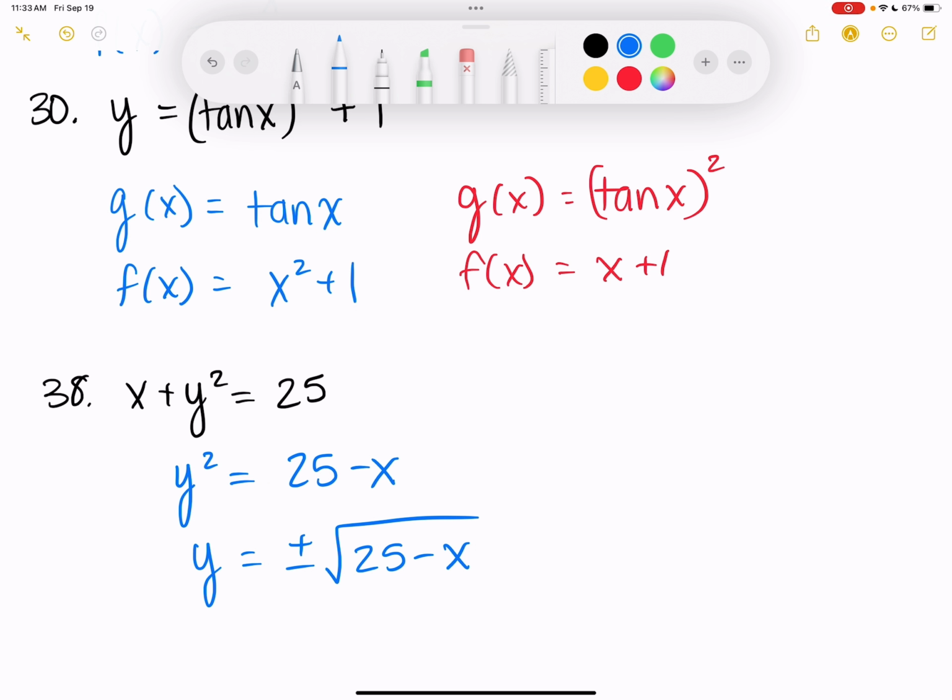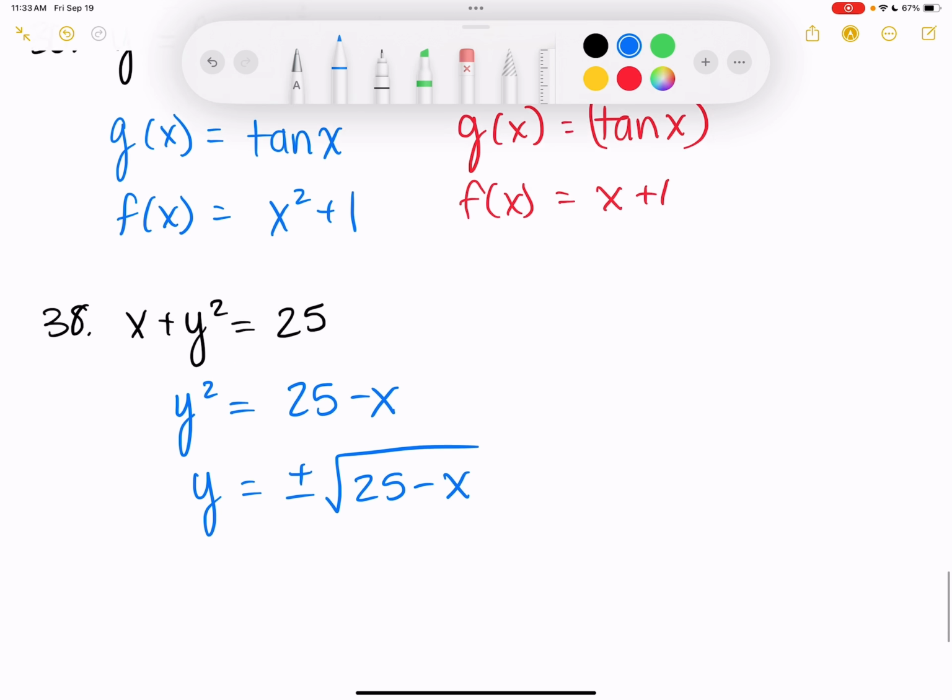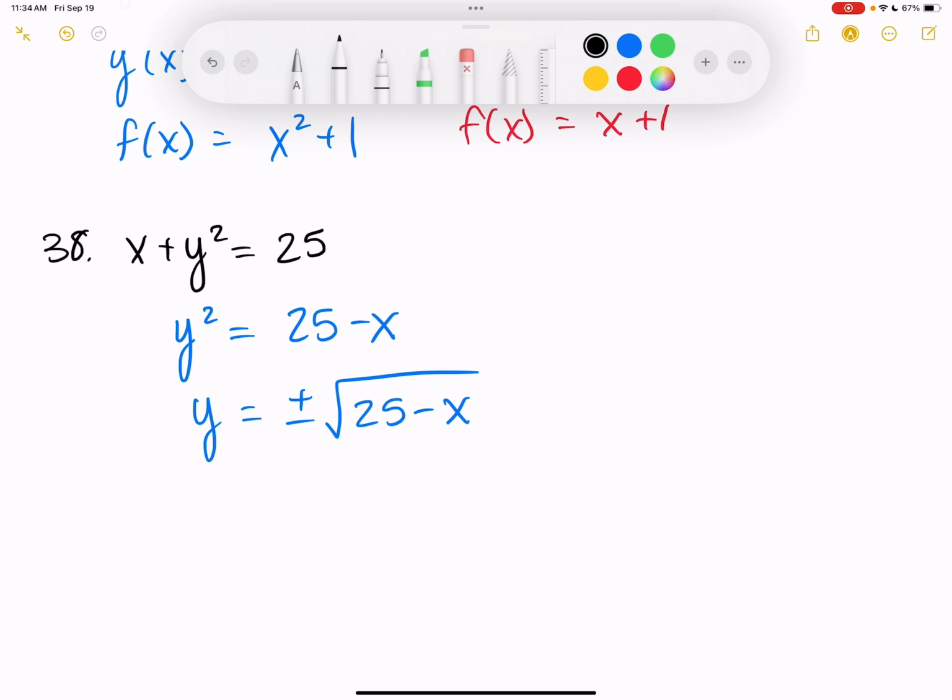Or one of them is an absolute value. That would also cause 2 problems, right? Yeah, because it has to be plus or minus.